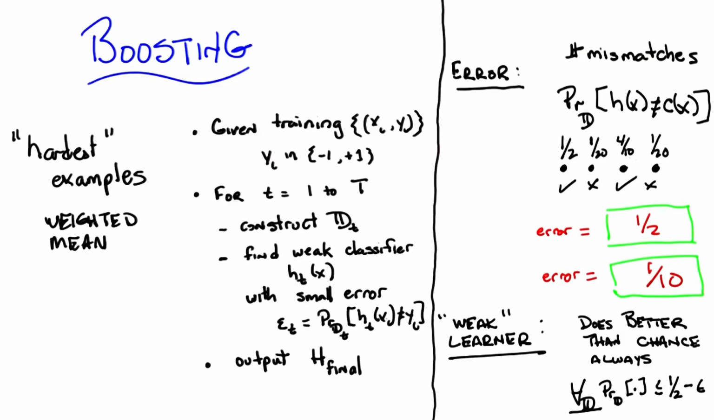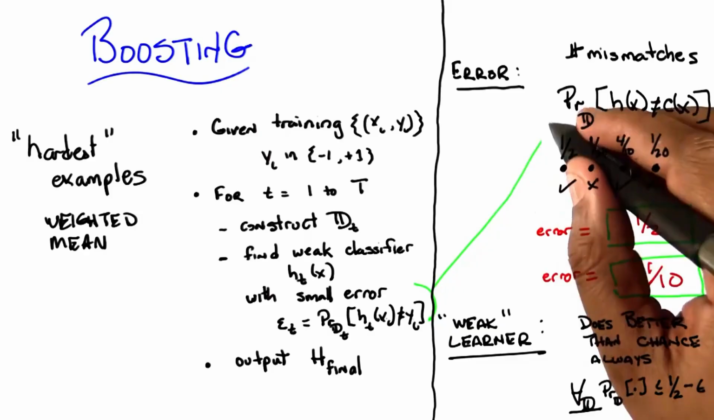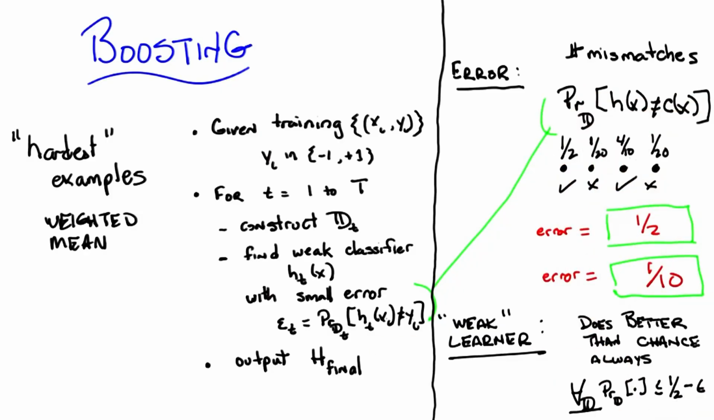But we can assume, although it doesn't matter for the algorithm, that the learner is going to return the best one that it can with some error. Regardless, it's going to satisfy the requirements of a weak learner. And all I've done is copy this notion of error over to here.